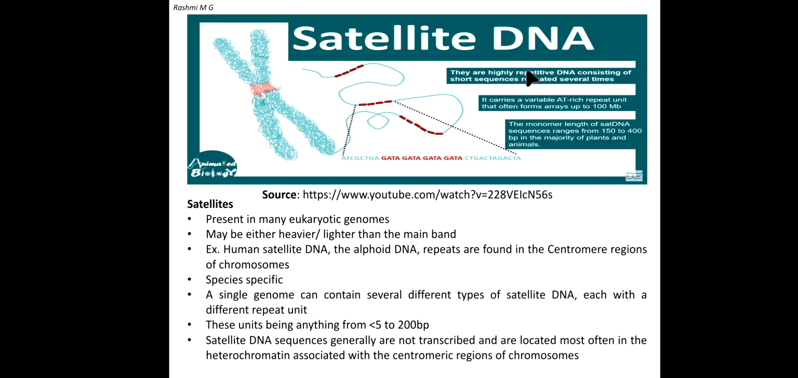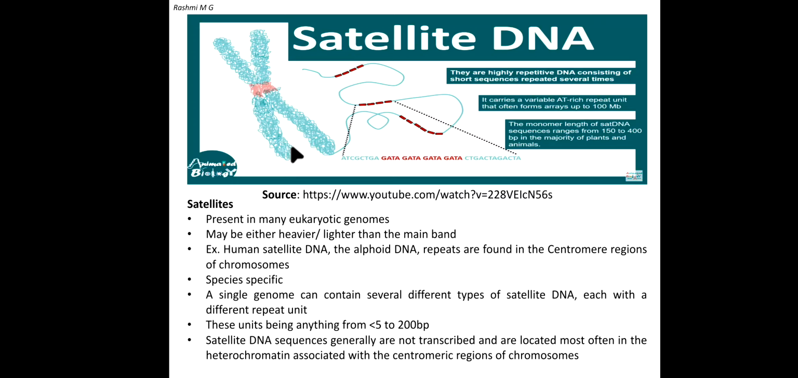Satellite DNA is highly repetitive DNA. Here you can see GATA, a short sequence repeated several times. It carries a variable AT rich repeat unit that often forms arrays up to 100 Mb. The monomer length of the SAT DNA sequence ranges from 150 to 400 bp in the majority of plants and animals. Satellites are present in many eukaryotic genomes, and they may be either heavier or lighter than the main band.